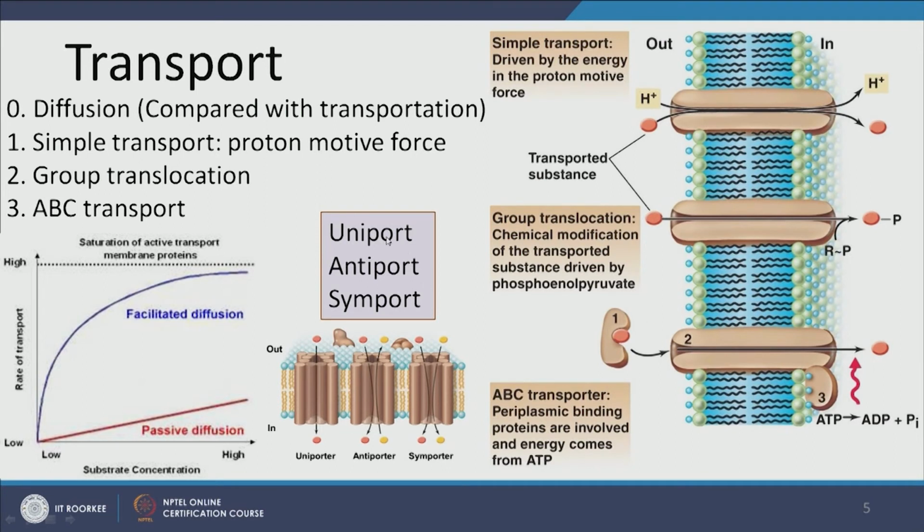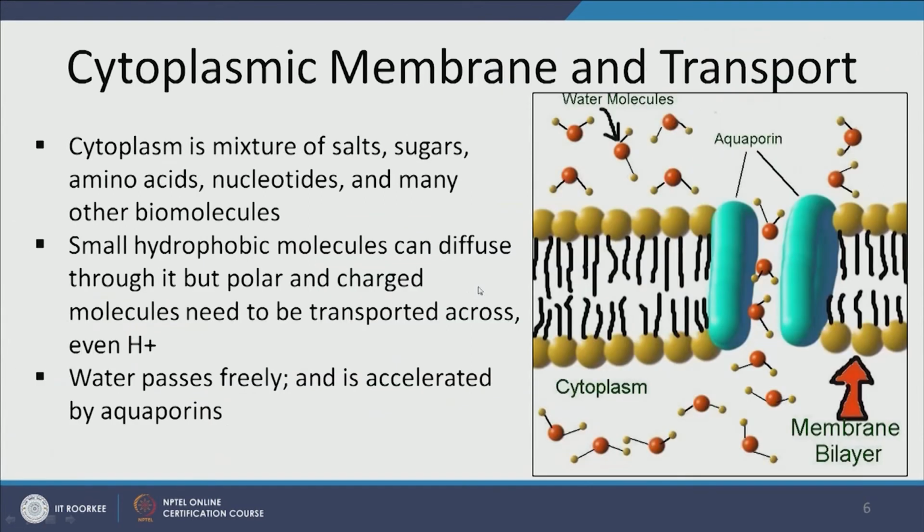Now here's another beautiful picture with the text box saying uniport, antiport, symport. This informs you basically about the direction of transportation. Not only do we bring things from outside to inside, but we can also take things that are inside outside. So uniport would be unidirectional outside-inside motion. Antiport is one substance comes in, another substance is thrown out. Symporter is two different substances are brought in together in synergy with each other.